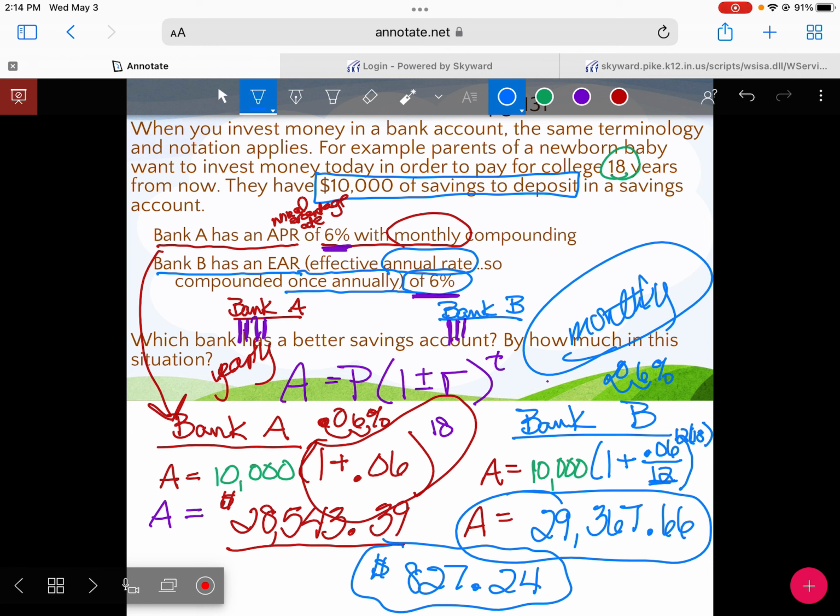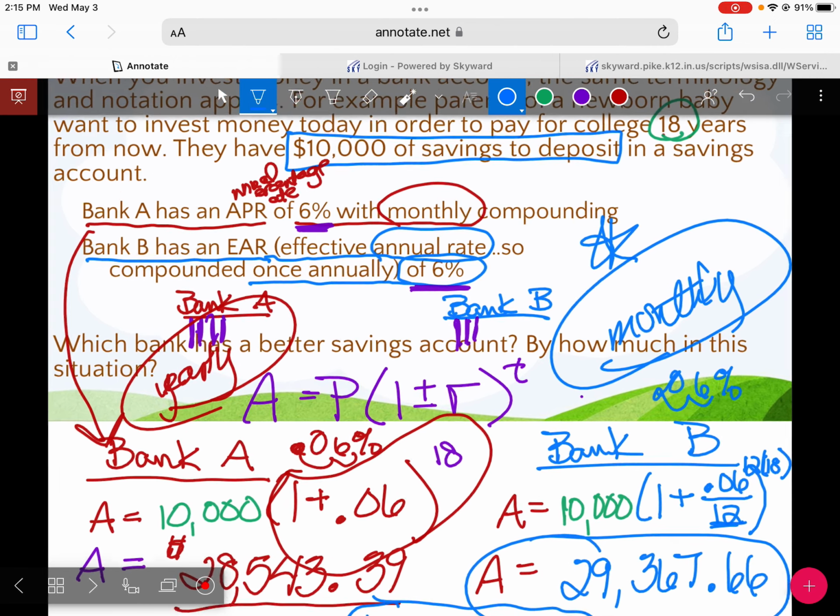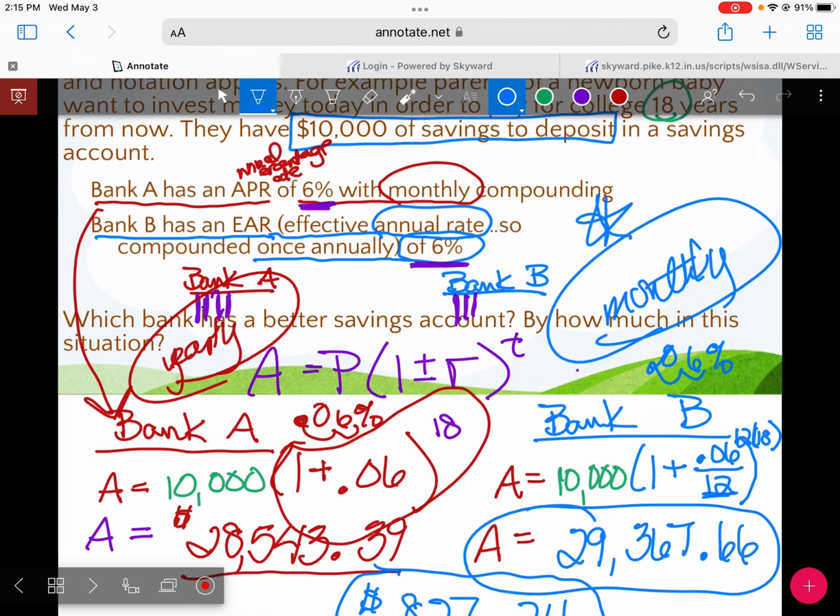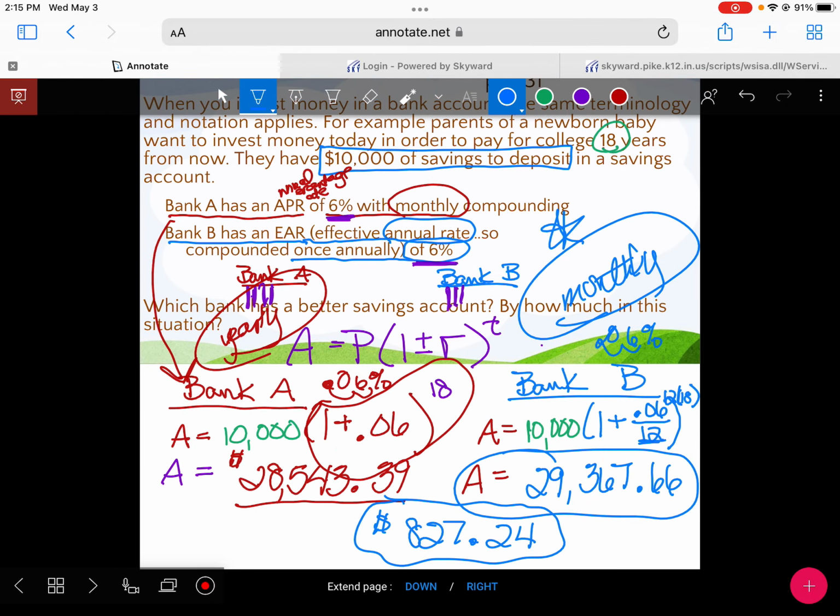Yeah, because Bank A should have been the one doing it monthly. But since they're both the same amount, this one we ended up calculating yearly and this one monthly, and monthly wins. Okay? So if you go into a bank, most likely if they calculate the interest more often, that's going to get you more money. Tell them to show you the numbers, show you the money. And it also might depend on how long you keep the money in there, too.